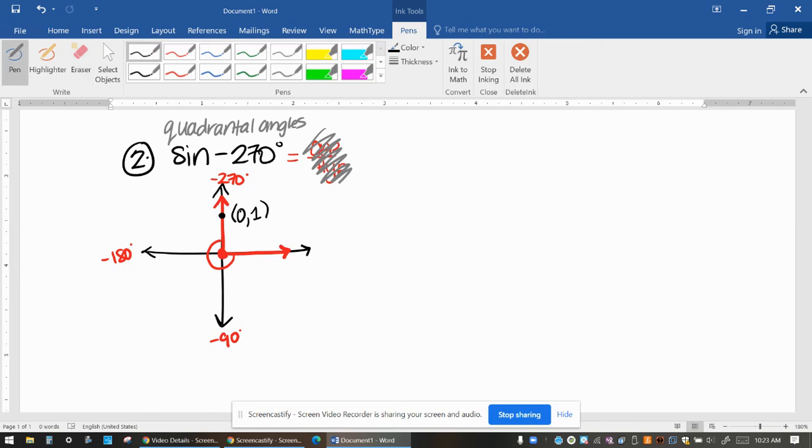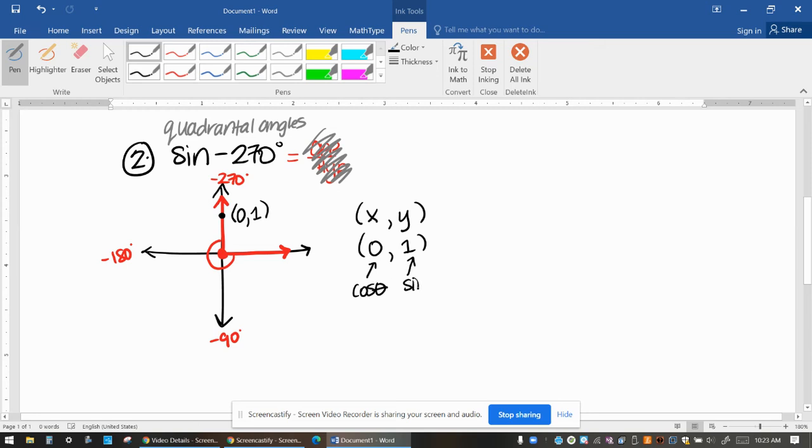Now, all ordered pairs for quadrantal angles, instead of being just x, y, you have to know that the x represents the cosine of the angle and the y represents the sine of the angle. So since they're asking us for the sine of negative 270, they're asking us for the sine, which is the y value.